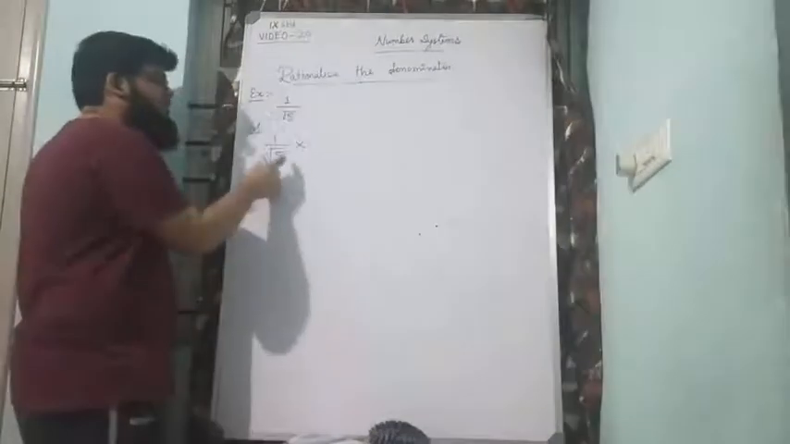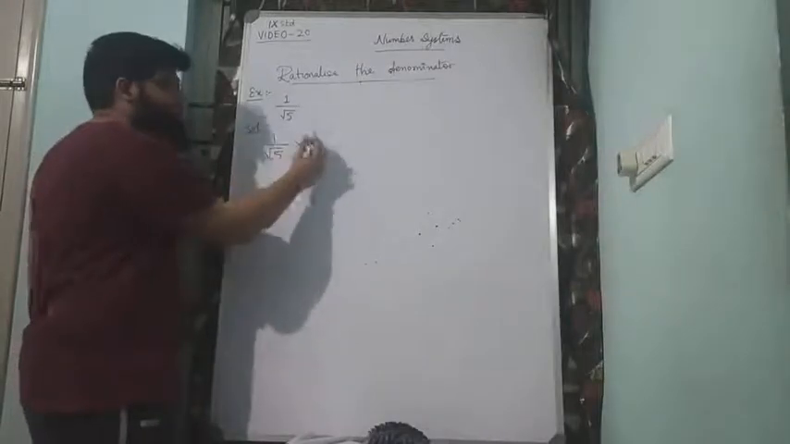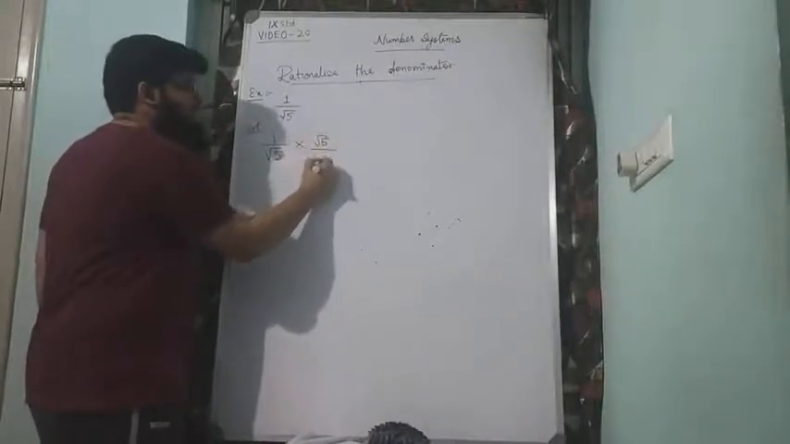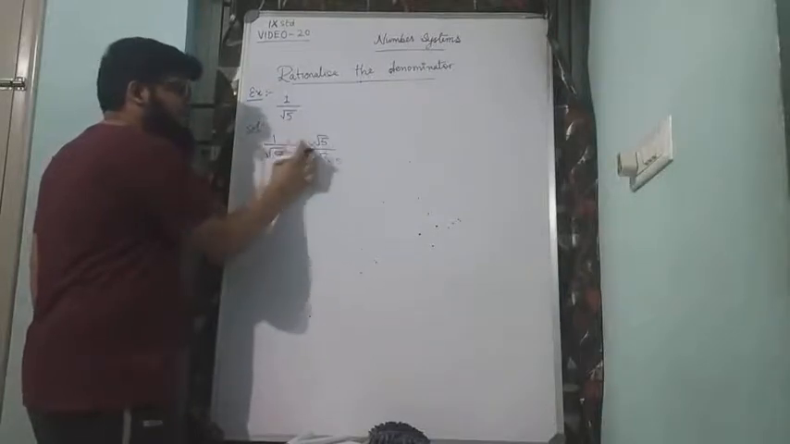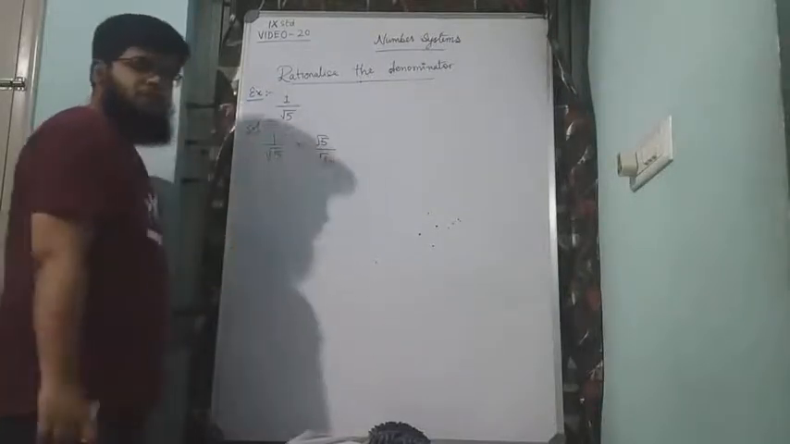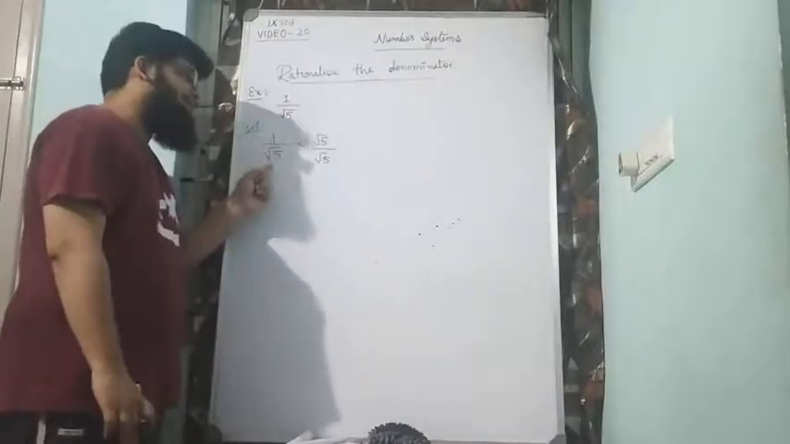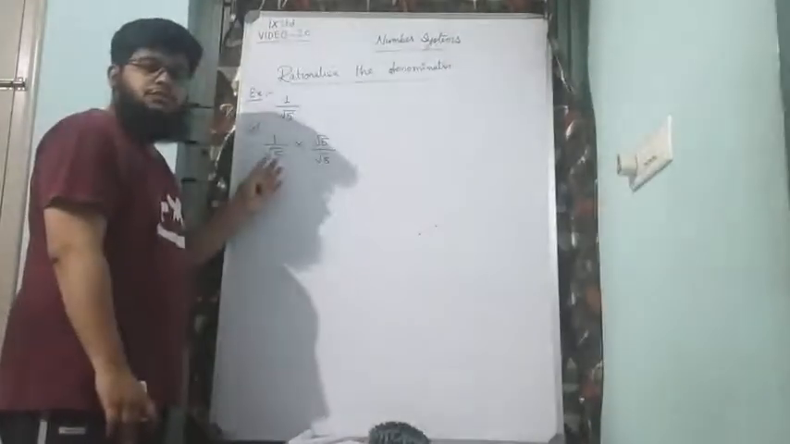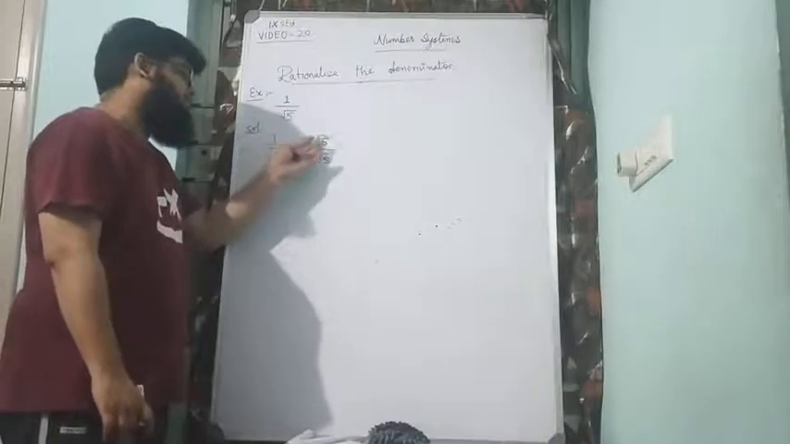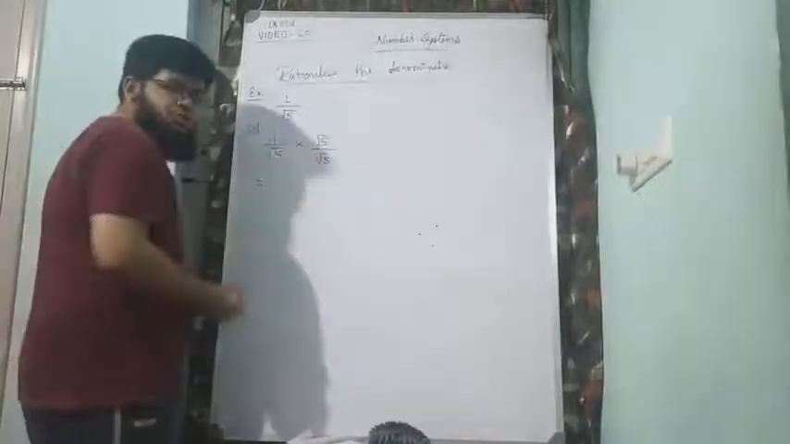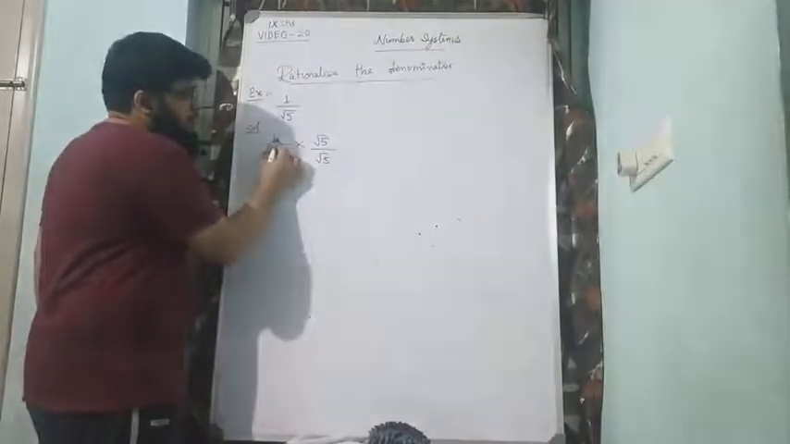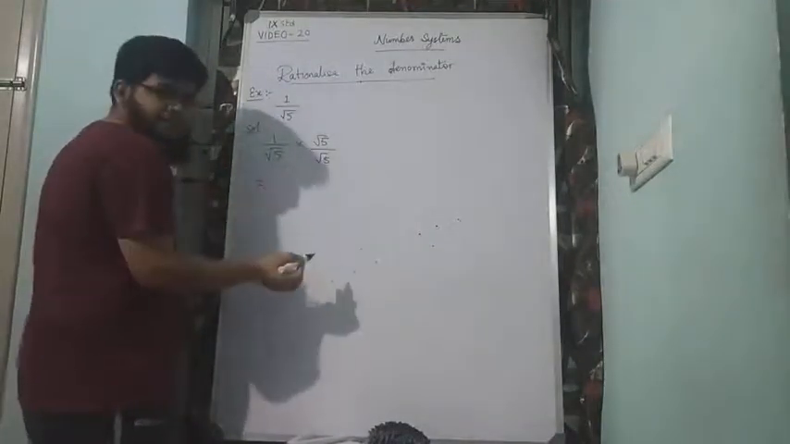What is our denominator here? Root 5. So you will have to take root 5 divided by root 5. The same thing should be multiplied with the numerator also, and the same thing should be multiplied with the denominator also. So if you have 1 by root 3, you will take root 3 and root 3 here. It depends on what number you have. Now you should just do the multiplication, numerator with numerator, denominator with denominator.